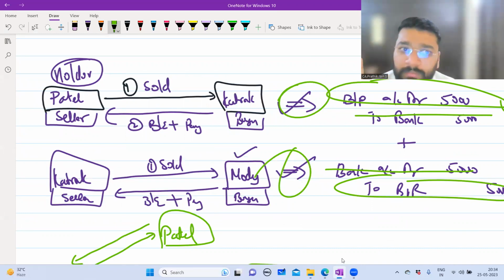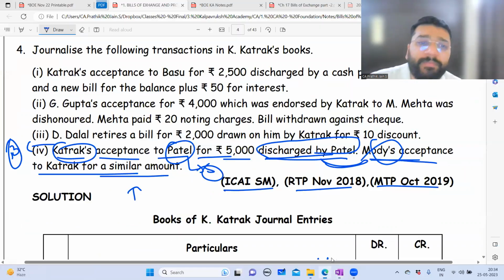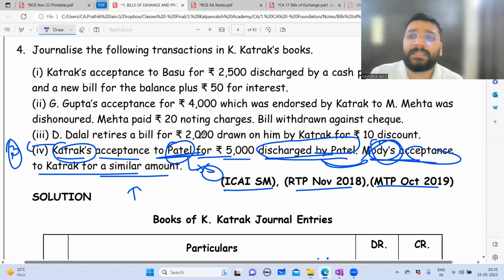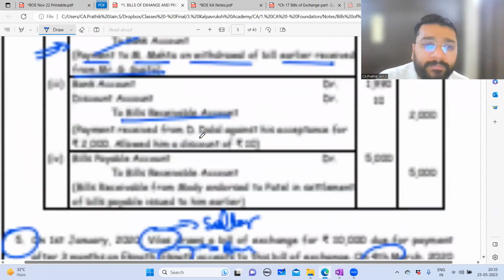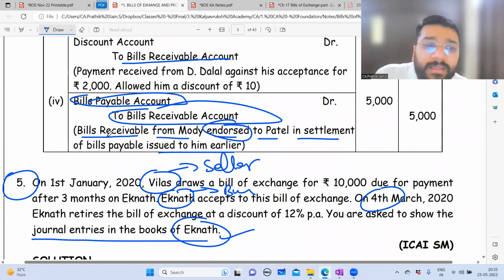We have no problem. Please tell me what problem you're facing here. The question should have been completed. Basically, they're telling that Modi has accepted a bill to Katrak for an amount of 5,000 rupees, and this 5,000 rupees is basically endorsed to Patel for payment. This is how the question should have been framed. Unfortunately, the language they've given is not appropriate. But when you look at the answer, what are they trying to say? There is a bill that is received from Modi, and that bill has been endorsed to Patel in settlement of the bills payable issued to him earlier.